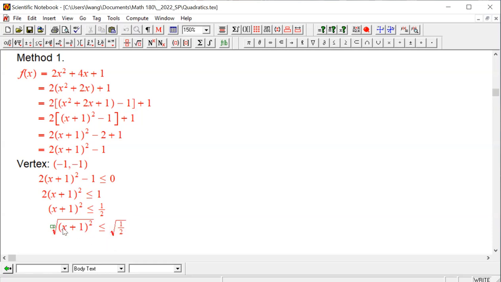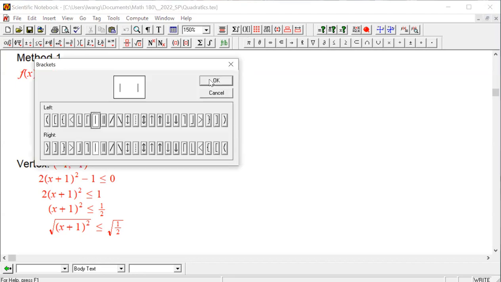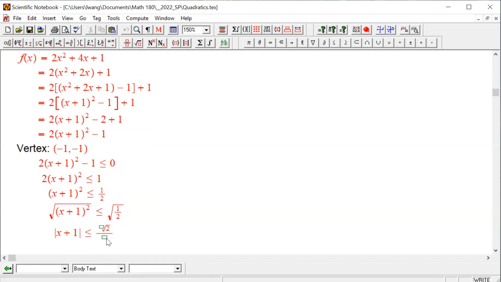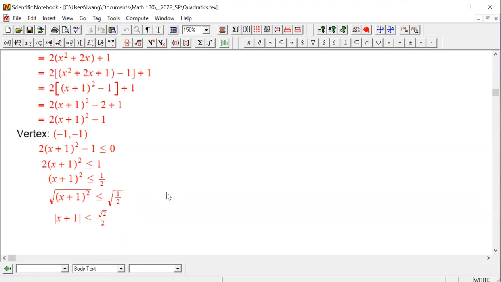Taking square root on both sides. On the left-hand side, we get the absolute value of x plus 1 less than or equal to the square root of half, that's √2 over 2. Okay, which we are pretty familiar with. And then what? That's the absolute value inequality.